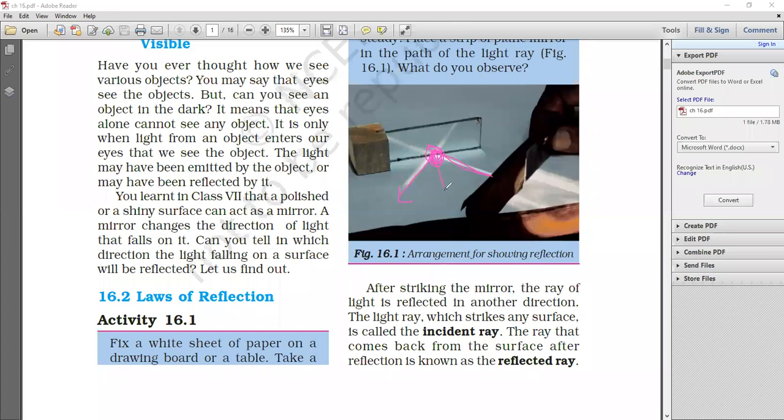Here we draw a right angle, meaning a 90-degree angle. This ray is called the normal ray. Okay. And then we understand about the angle of incidence. What is the angle of incidence? The angle which the incident ray makes with the normal ray. Normal ray और incident ray के बीच में जो angle बनता है, it is called the angle of incidence.